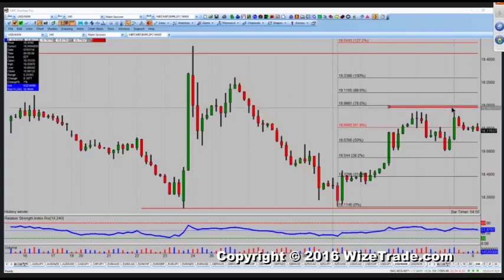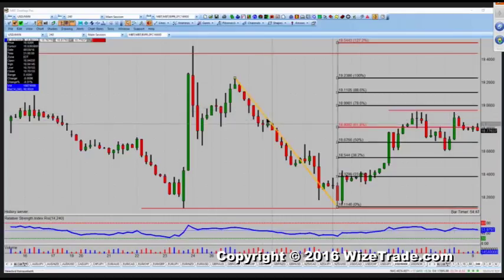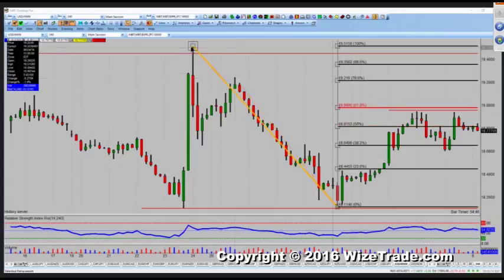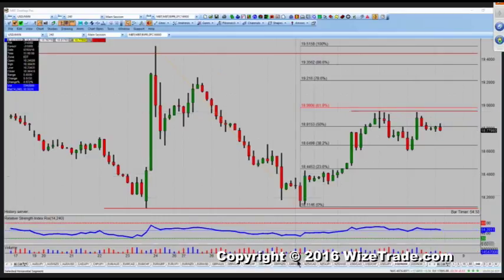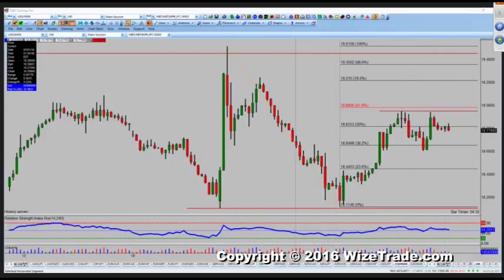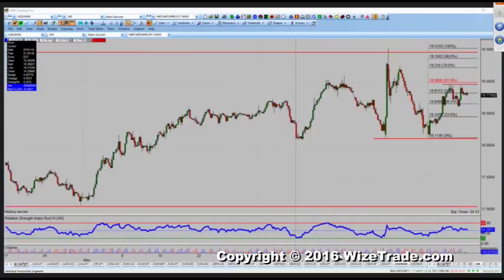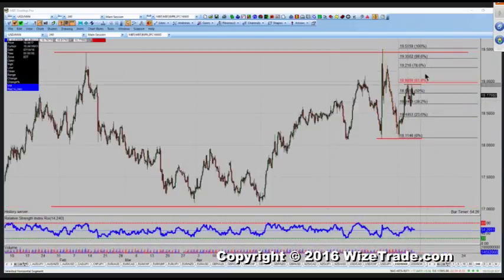But what we can do here, okay, I think that's going to be more significant. Our resistance right now is 1894. Okay, 1894. If we break through 1894 in the peso, we're probably going to make a run back to the upside here.